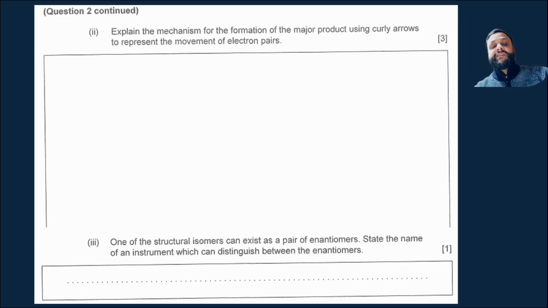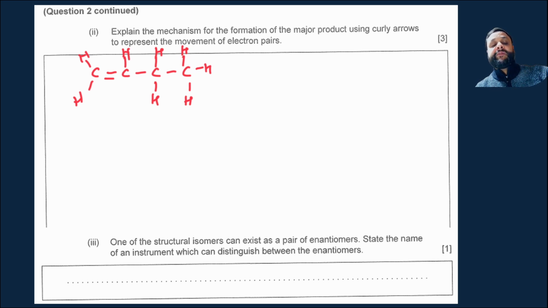Question 2 continued. Explain the mechanism for the formation of the major product using curly arrows to represent the movement of electron pairs. So let's start by writing but-1-ene: C, C, C, and C. The first carbon has a double bond and will have 2 hydrogens. The second carbon will have 1 hydrogen, then 2 here, and 3. We have an unsymmetrical alkene. Unsymmetrical alkenes form 2 products.